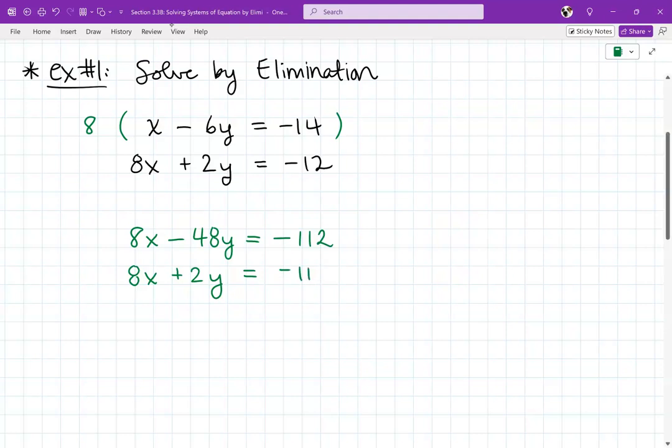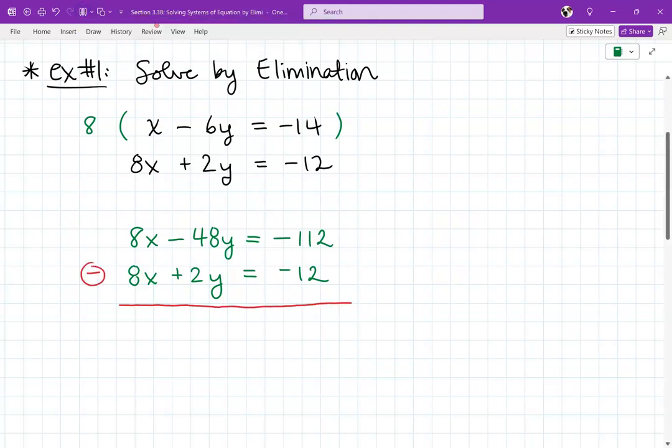Oops, sorry, not 112, it's just 12. Now, do I have matching values for x or y? Yeah, my x's now match. So what should I do to eliminate 8x and 8x? Should I add or subtract? I should subtract, right? So now I'm going to go ahead and start subtracting.